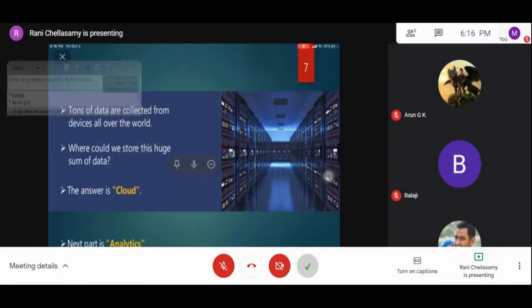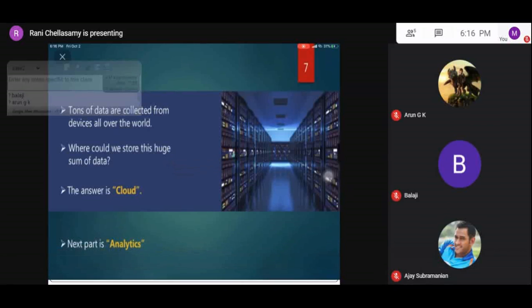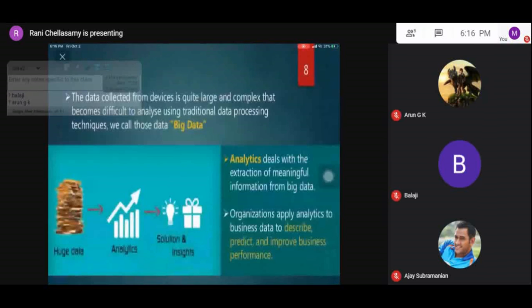So the solution is to store all this data in a cloud. After storing, the next part will be analyzing the information. Analytics is the next part after the storage of data in the cloud. And you must have heard about big data.